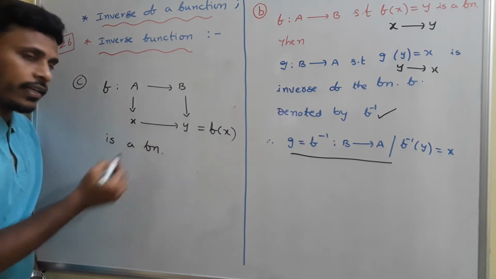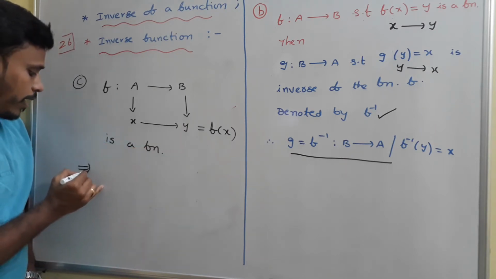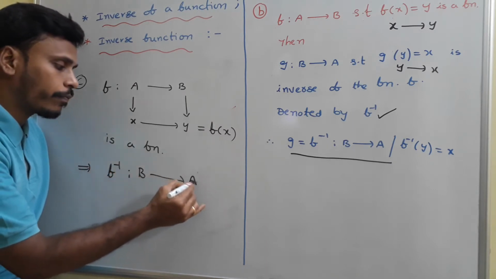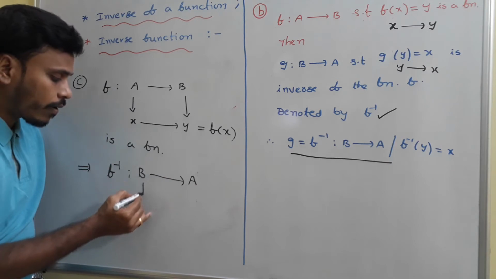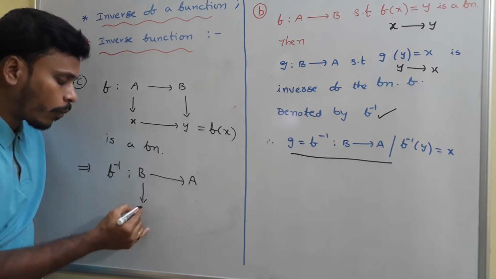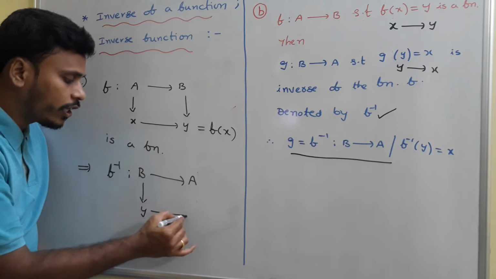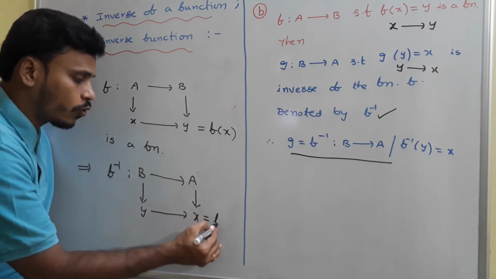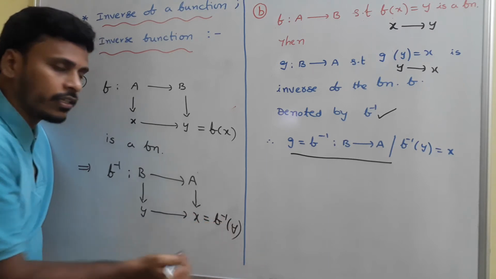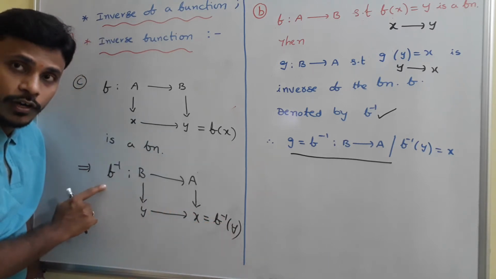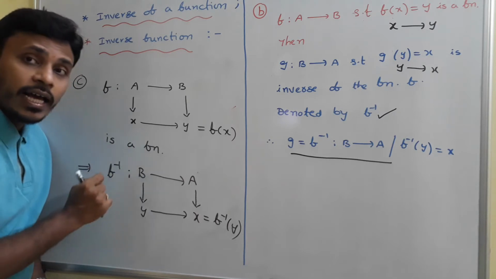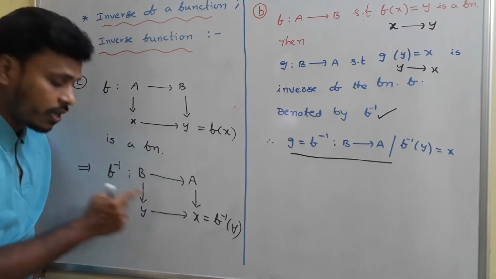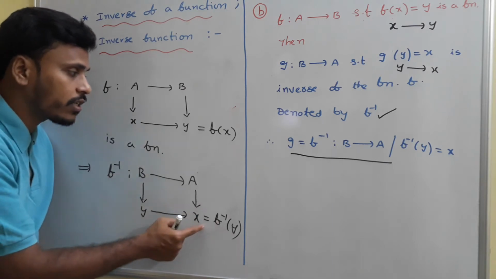If you have a function like this, then f inverse is from B to A. In B we have the element y, and this y we need to connect to the x of A such that x is equal to f inverse of y. Just look, f inverse is the name of the function. This f inverse connects y to x, so we write that f inverse of y is equal to x.